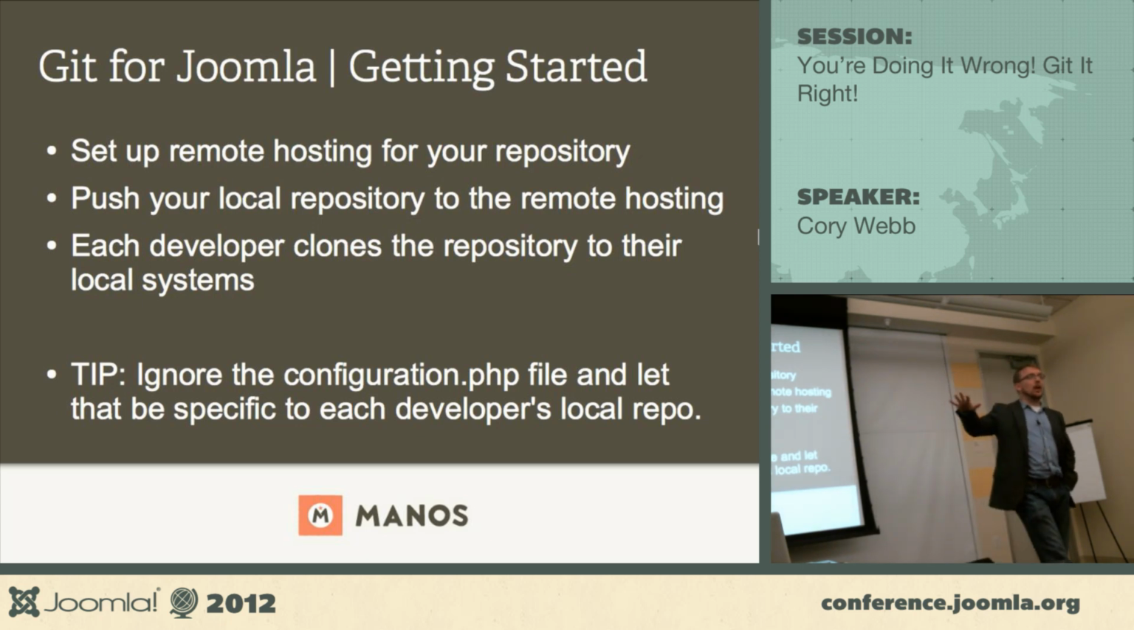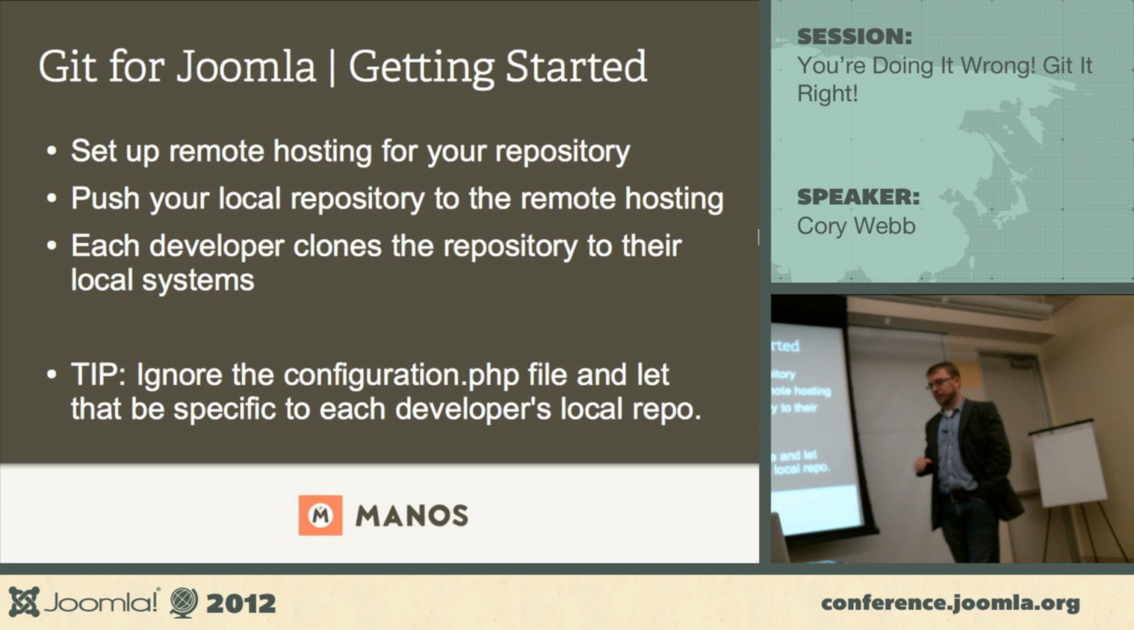So one tip, in your git ignore file, one thing that we do is we ignore the configuration.php file. That way we can set all the parameters in there specific to our local installation of Joomla, because that's a file that's really easy to manage, and so just ignore it. Don't worry about tracking it in Git, because it makes your life a whole lot easier when you're developing on your different local systems.